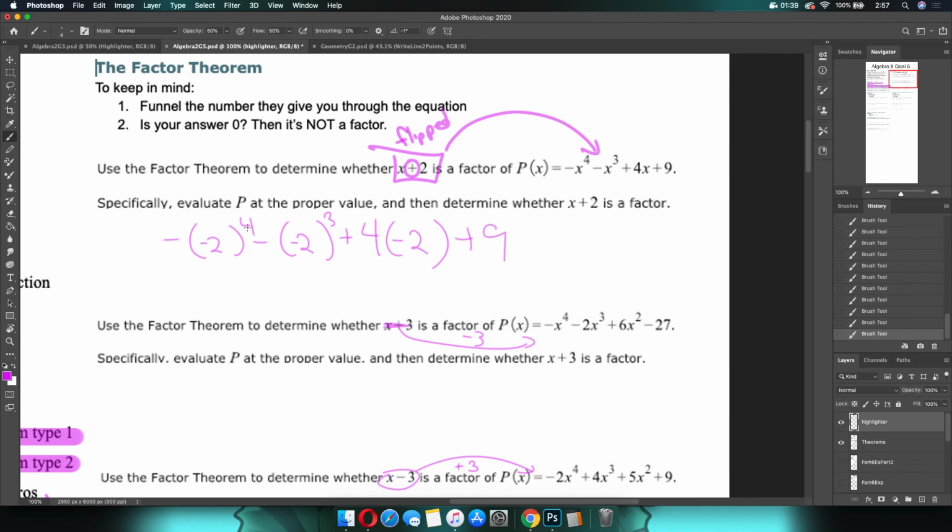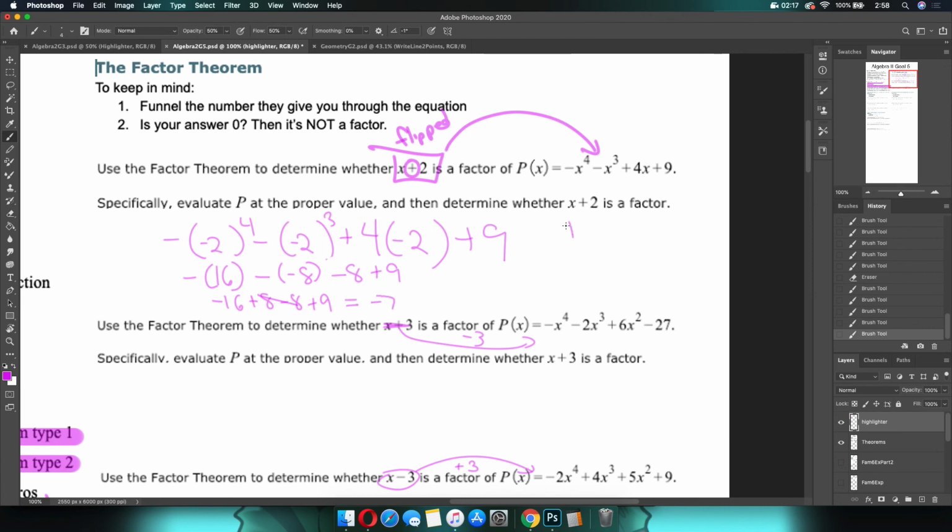So 2 to the 4th power, 2, 4, 8, 16. So that's going to be 16. And then 2 to the 3rd, that's going to be negative 8 plus, or minus, excuse me, because 4 times negative 2 is minus 8 plus 9, okay? So that's negative 16 plus 8 minus 8 plus 9. So far, so good. What are we looking for here? The 8s cancel out. What is 9 minus 16? Negative 7. So what this means is, for your answer box, let me write that somewhere else. Equals negative 7.